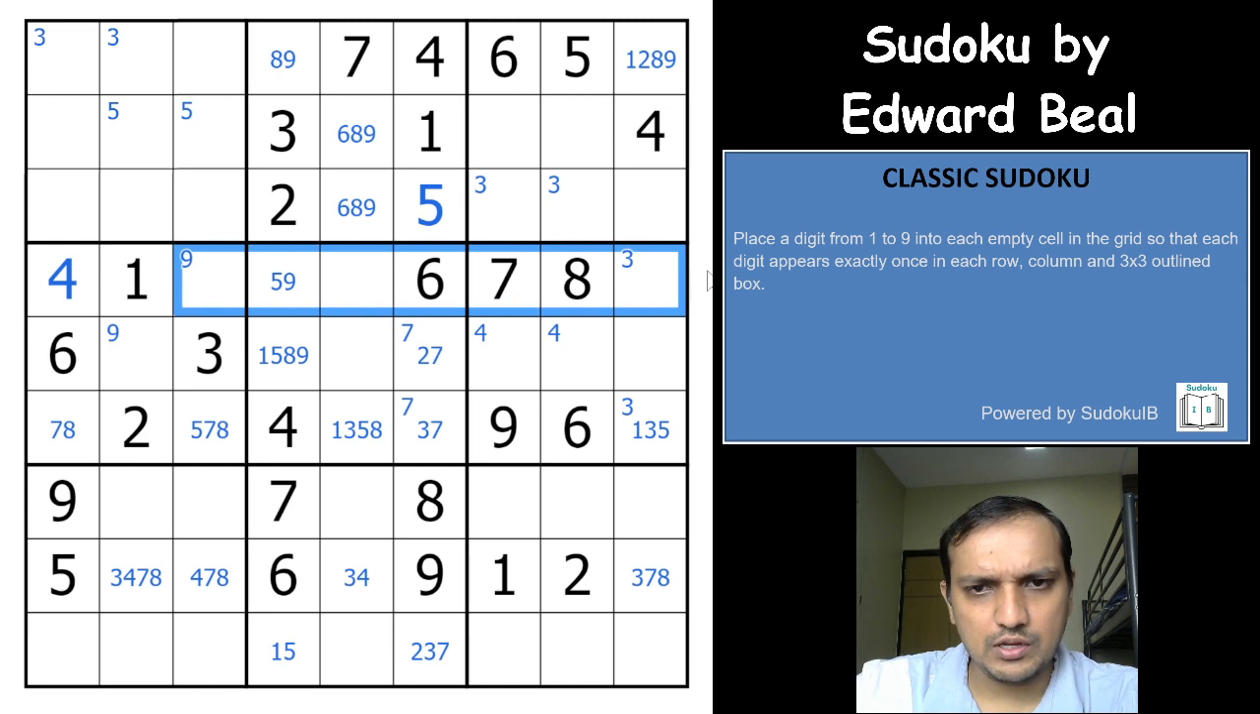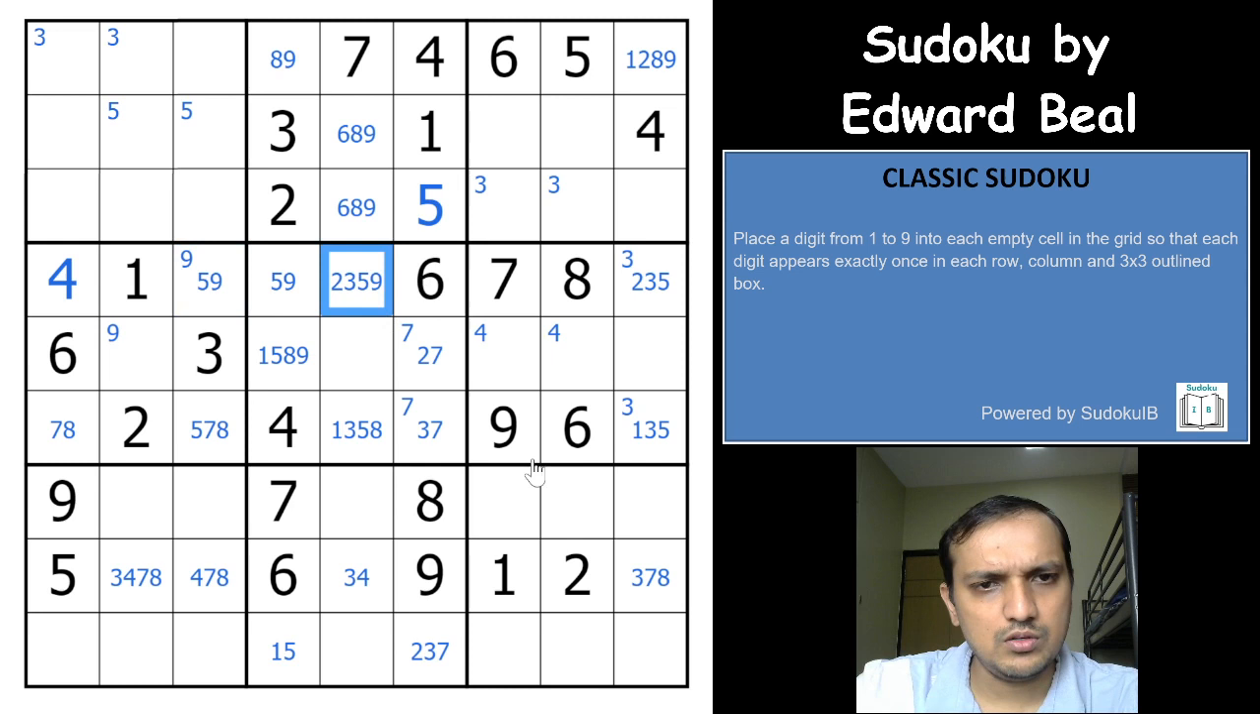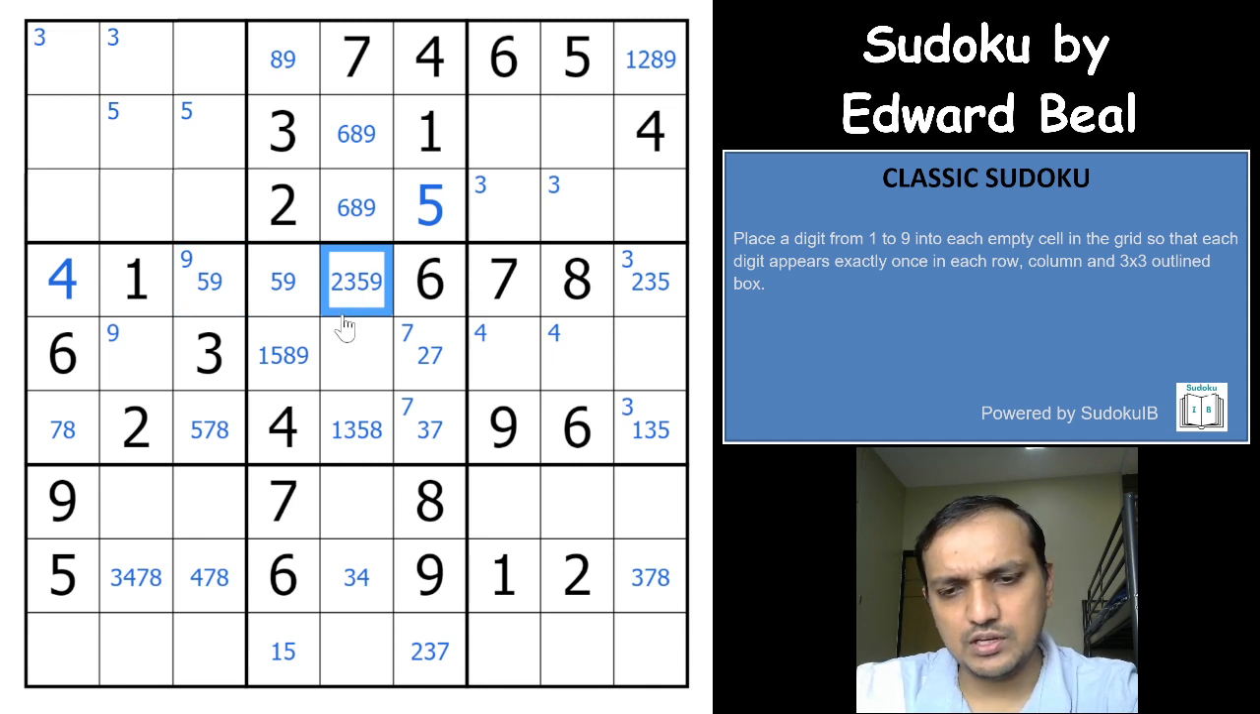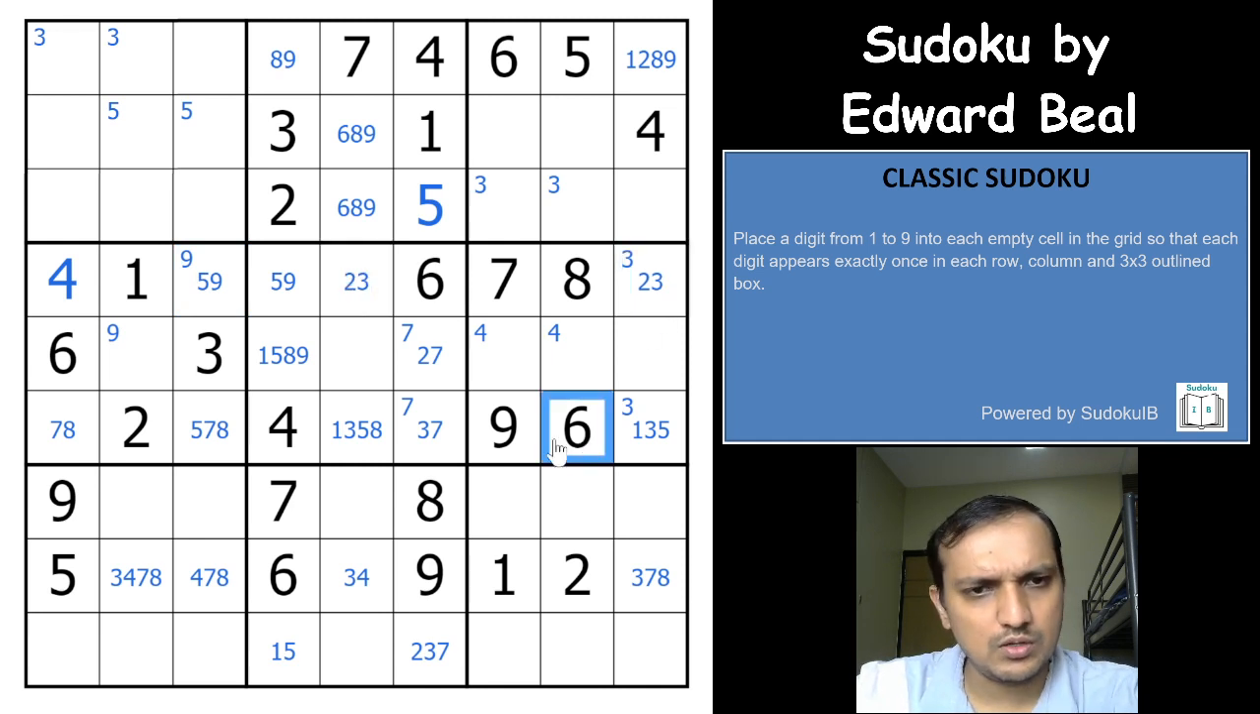2 3 5 and 9, right? Five and 9. Oh, you get a pair here. That's nice. So that eliminates 5 9 from this cell and this cell. Okay. 5 7 8 and 9.